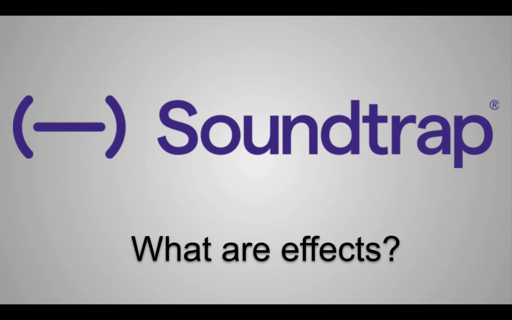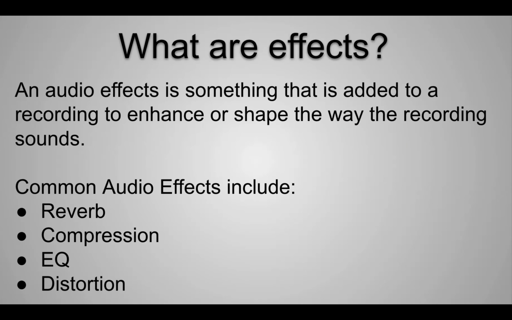In this video, we're going to look at some of the effects that you can use in your Soundtrap projects. An audio or sound effect is something that is added to a recording, and it is meant to enhance or shape the way that the recording sounds. Common effects include reverb, compression, EQ, and distortion. Now, some of these effects can get pretty complicated, but many of them are easy and fun to use right away. So in this video, we're going to look at a few of these and see how they can shape the sounds that we hear in our project.